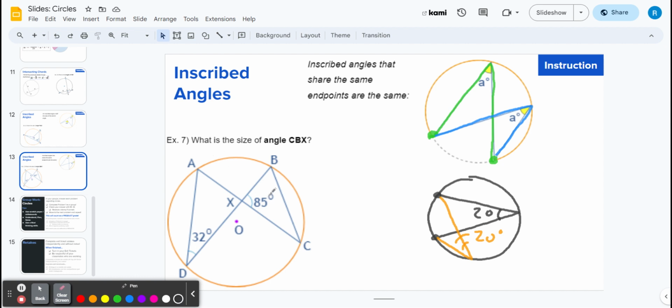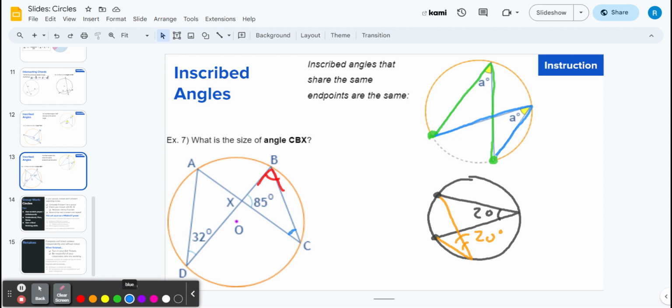In example 7, we're given a lot of information, and ultimately we're trying to find this angle CBX. So we're trying to find this angle here. What's our unknown here? We know one of our angles in our triangle is 85. Okay, we know that. Another angle in there is angle C, but we don't know what that one is. I'm going to start highlighting this one in blue. If we can find this one, then we can use our triangle angle sum idea where they all add up to 180 to solve for that missing angle.